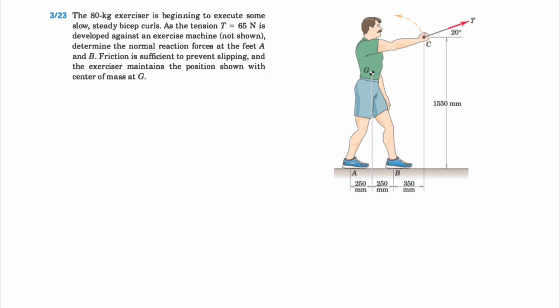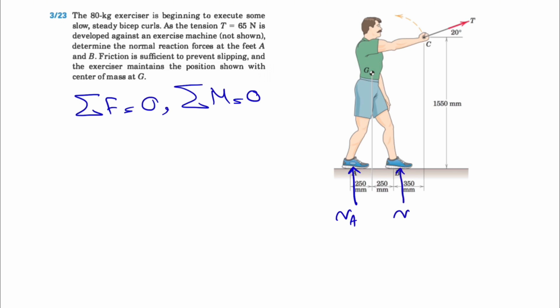So we are in equilibrium, so the sum of all forces equals 0 and the sum of all moments equals 0. Let's start with the free body diagram. I'm going to show it on this figure. We have the normal force at point A, which we call NA, and the same thing at B. These are the two unknowns that we have to figure out in this question.